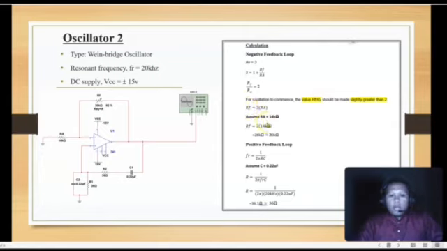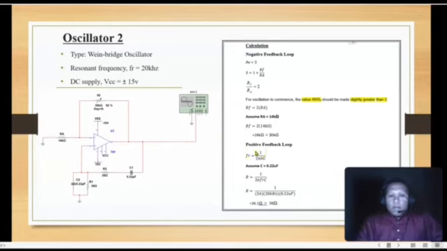We assume the value of RA equal to 14 kilo ohm. RF equal to 2 multiply 14 kilo ohm, we get 28 kilo ohm, and we assume 30 kilo ohm. We put this value in Multisim at RF.